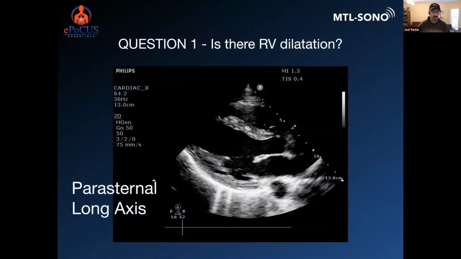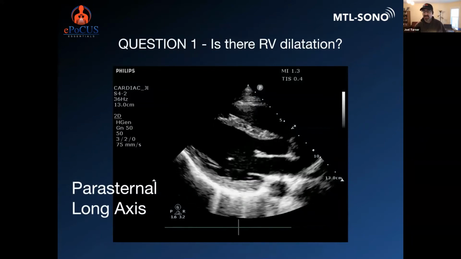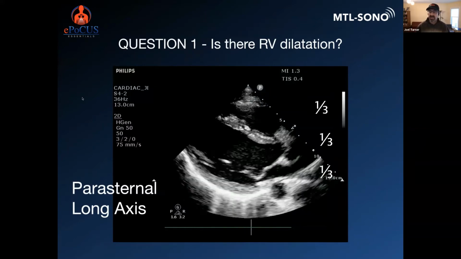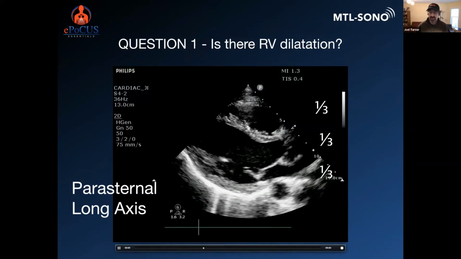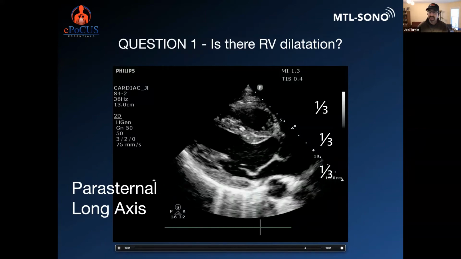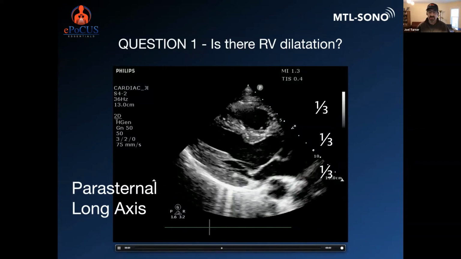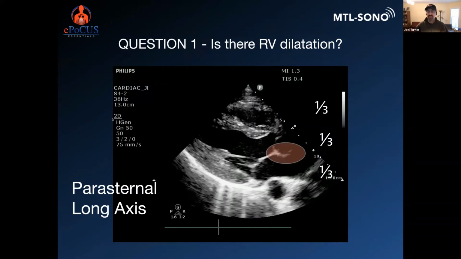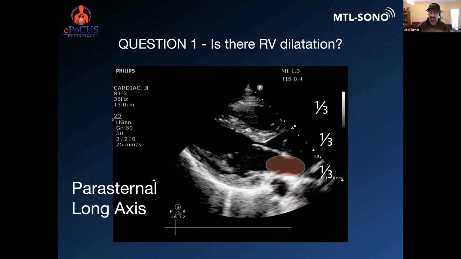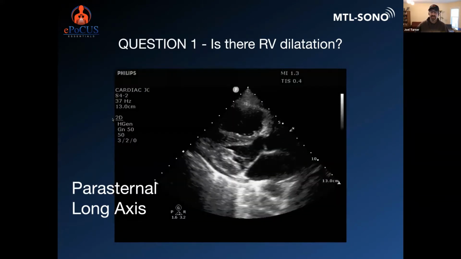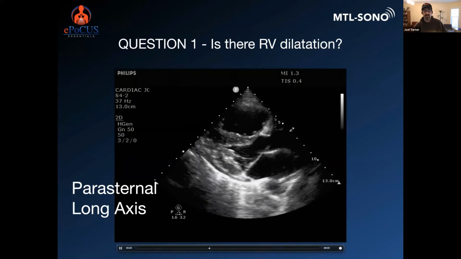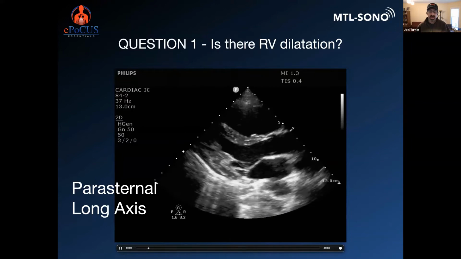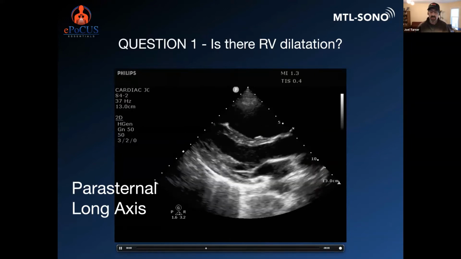So first question, once you've optimized your views of the heart: is the RV dilated? When you have a parasternal long axis, you can get an eyeball idea of whether the RV is dilated by assessing the size compared to the aortic outflow tract and the left atrium, and they should all be more or less the same. So it's about a one-third view of these areas. And if you see that, you have an idea that the RV doesn't seem significantly dilated. In this example, the RV is clearly bulging and much, much bigger than the aortic outflow tract or the left atrium, so you're already getting an indication that there's something wrong with the right ventricle.